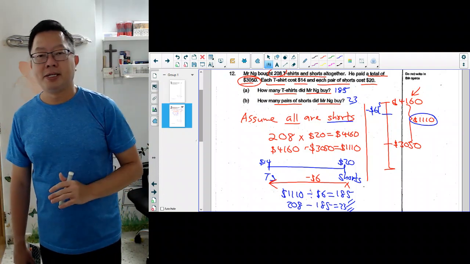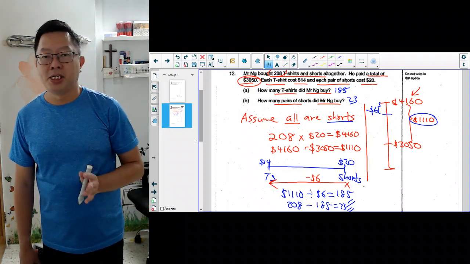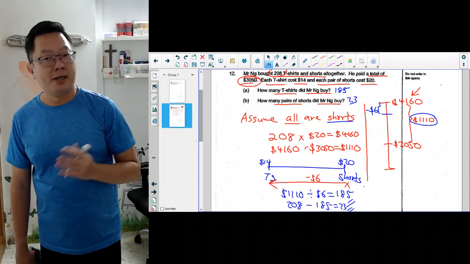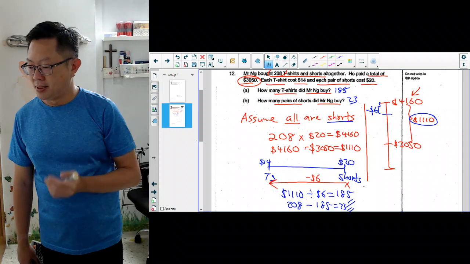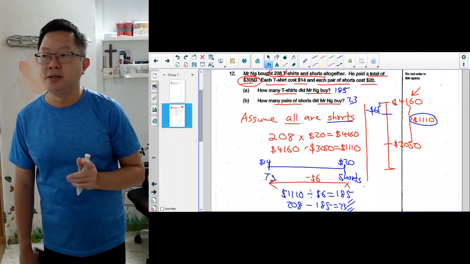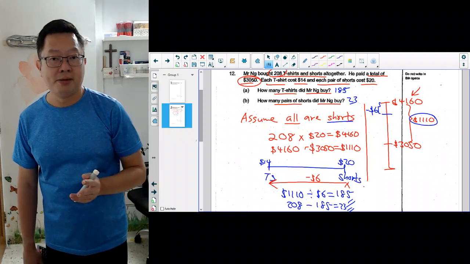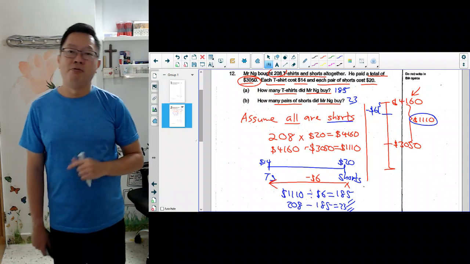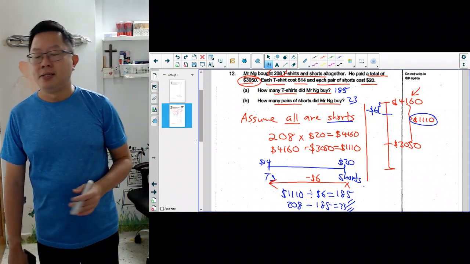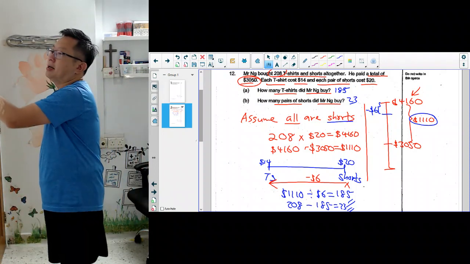So do I want to do guess and check? Try not to do guess and check because more time is taken. But if you understand the assumption method, you find that you can do it faster. But what happens in the exam if you forget how to do the assumption method? Then the backup. What's the backup? Now the backup will be this.